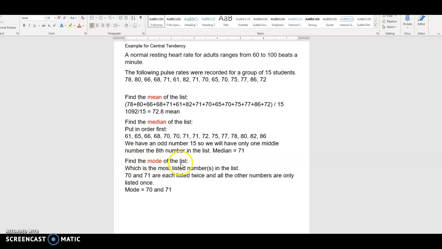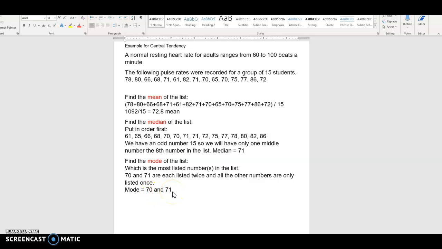Now to find the mode of the list, which is the most listed number or numbers in the list, I had to look back and see how many times each one of these individual numbers was listed. Now 70 is listed twice. 71 is listed twice, but all the other numbers are only listed once. So 70 and 71 are each listed twice, and all the other numbers are only listed once. So my mode is 70 and 71.